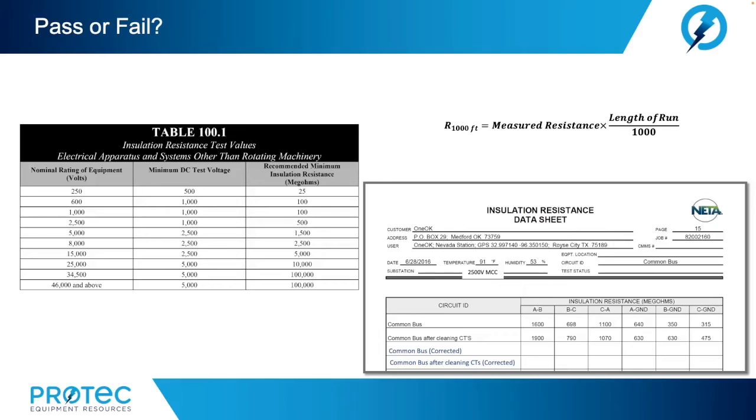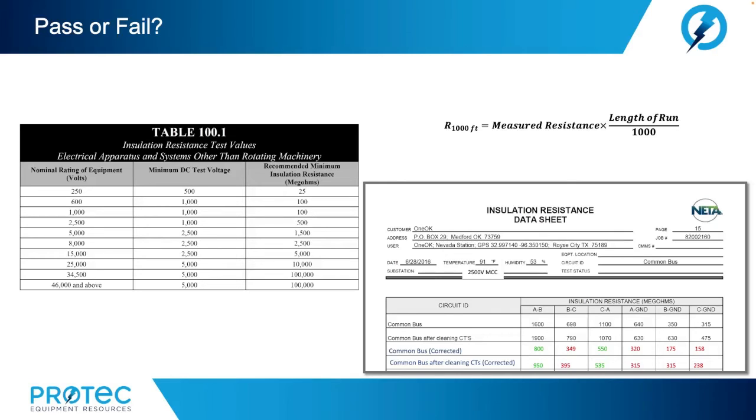When we do this, we see that most of the measured values are less than the minimum requirement and fail the NETA recommendations. So here we clearly see the B to C would have failed, A to ground, B to ground, C to ground would have failed.